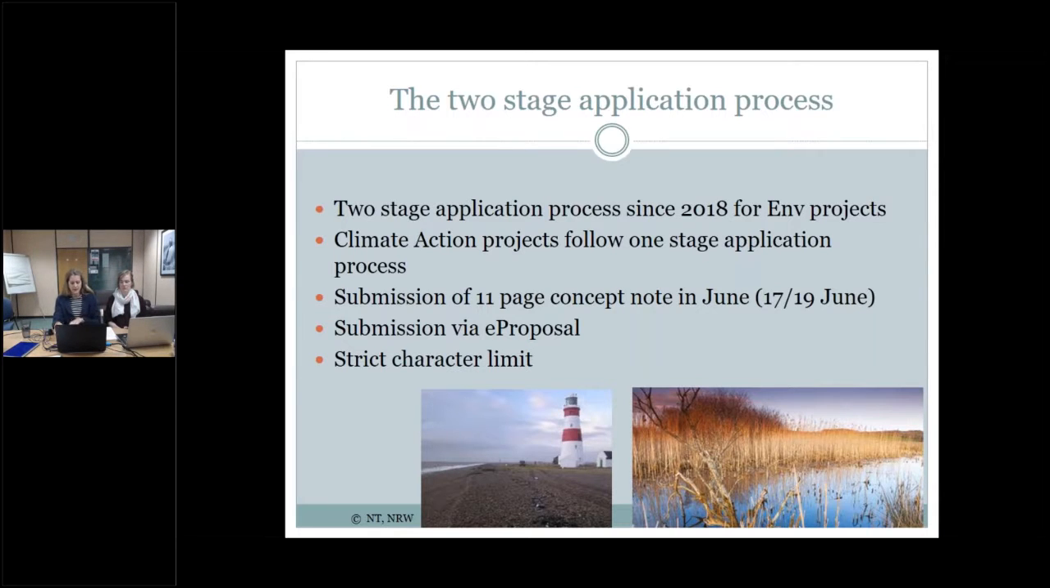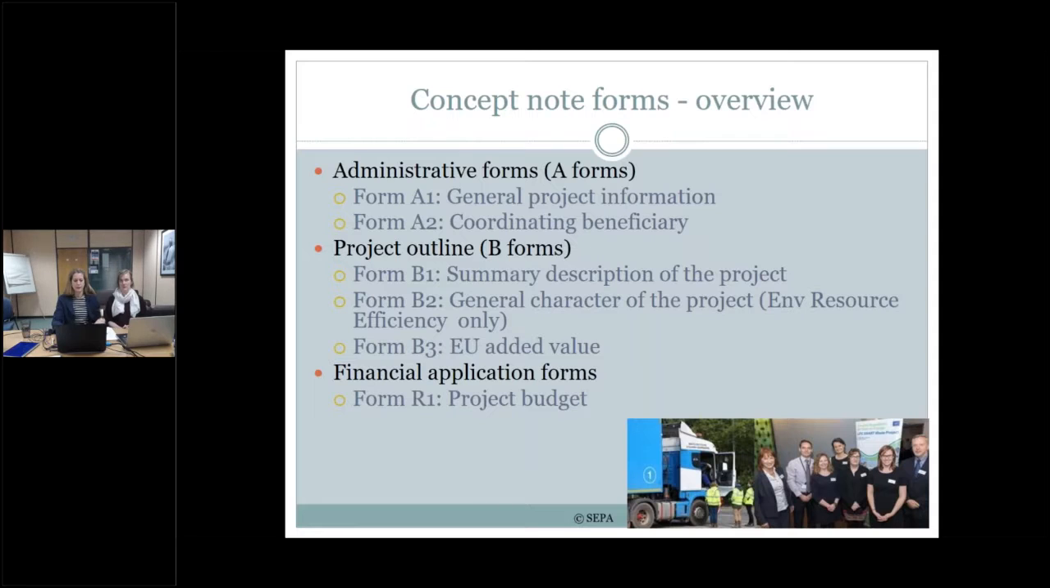I'm moving on to the two-stage application process now. And as I've already said, the two-stage application process was introduced in 2018 and continues to apply only for environmental projects. The climate action projects follow the one-stage application process. You have to submit an 11-page concept note in June via e-proposal, and there's a strict character limit, so you cannot go over the 11-page limit. I will talk about the character limits in a minute, and about what kind of forms you have to fill in.